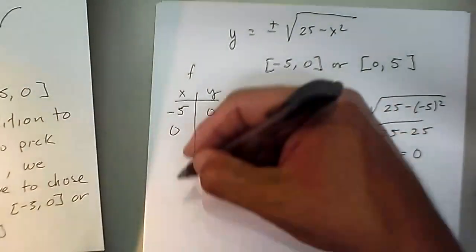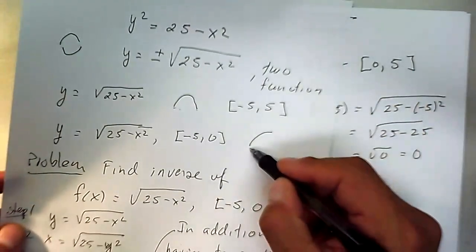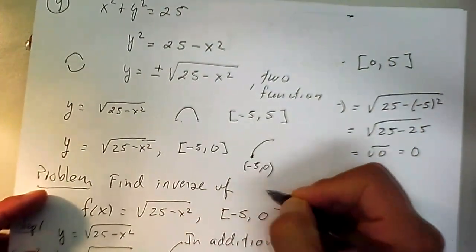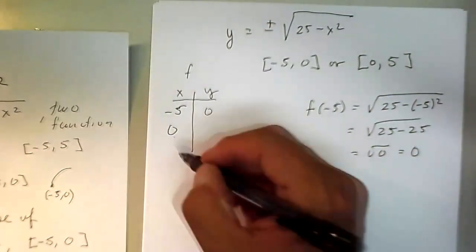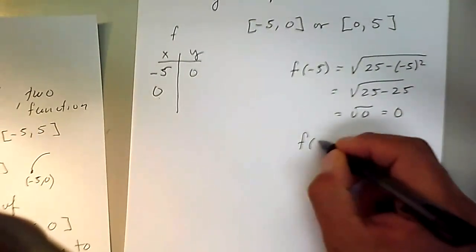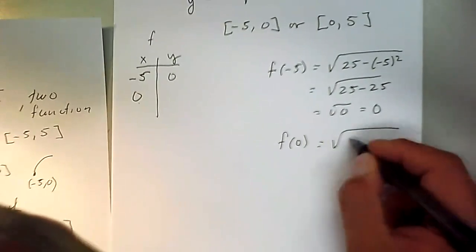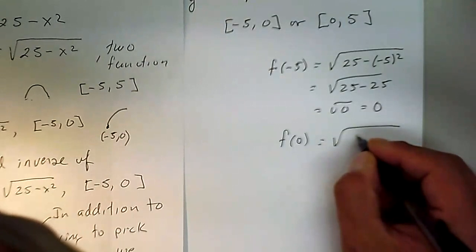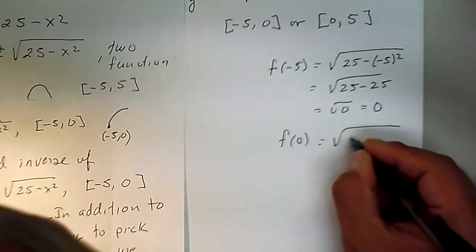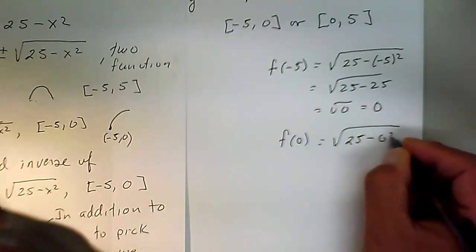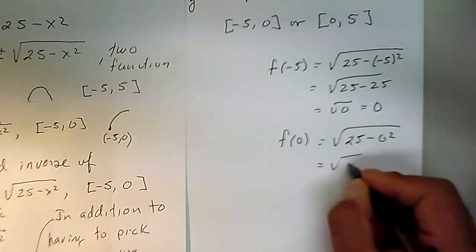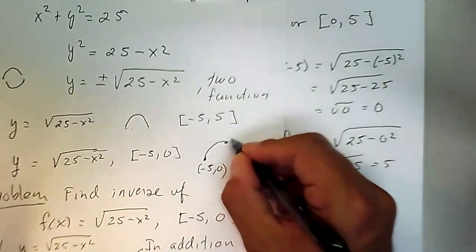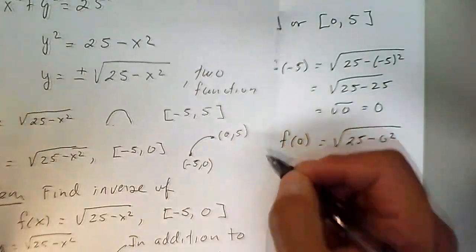And that makes sense because that's a quarter of a circle. Which quarter of a circle? This one. So the output of -5 is 0. What is the output of 0? Well, let's do it. F of 0 is the square root of, now I'm still working with the original function, 25 minus 0 squared, that is the square root of 25, which is 5, which makes sense because the output of 0 is 5.